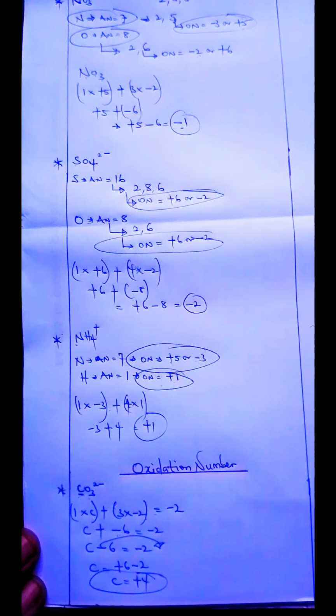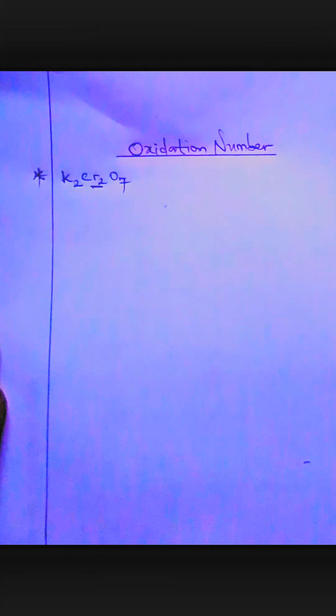Valency doesn't have any business with whether it is positive or not. So that's that for the first example. Okay, now here's another example. This is potassium heptaoxodichromate 6. We are asked to get the oxidation number for this very chromium, that's Cr2.